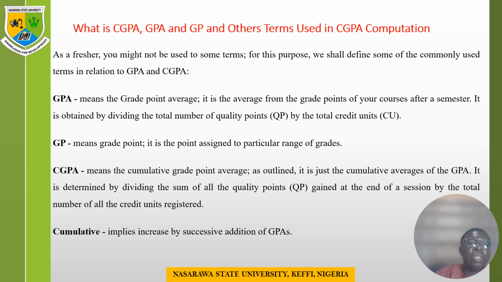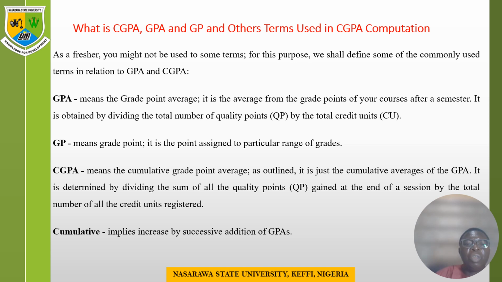What is GPA? GPA means grade point average. It is the average from the grade point of your courses after a semester. It is obtained by dividing the total number of quality points, QP, by the total credit units, CU. So all this, you will see even in your first semester results. They are all displayed in the results you are going to view, or you are viewing, on the notice board. GP means grade point. It is the point assigned to particular ranges of grades.